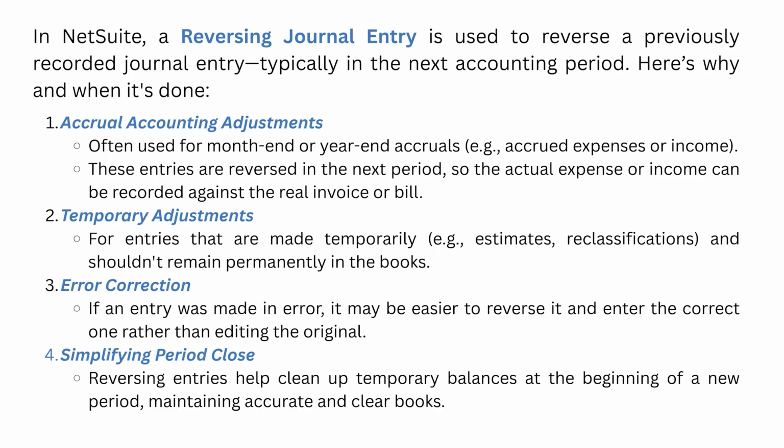First, accrual accounting adjustments, often used for month-end or year-end accruals, e.g., accrued expenses or income. These entries are reversed in the next period, so the actual expense or income can be recorded against the real invoice or bill. Second, temporary adjustments.